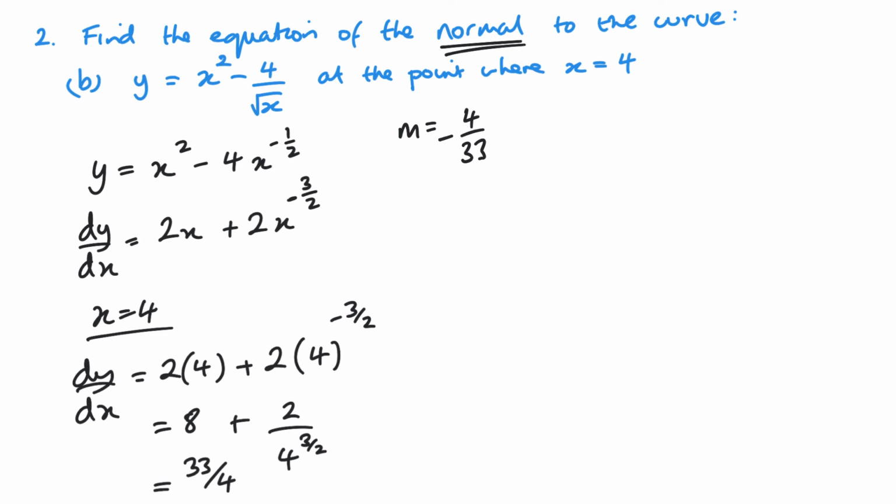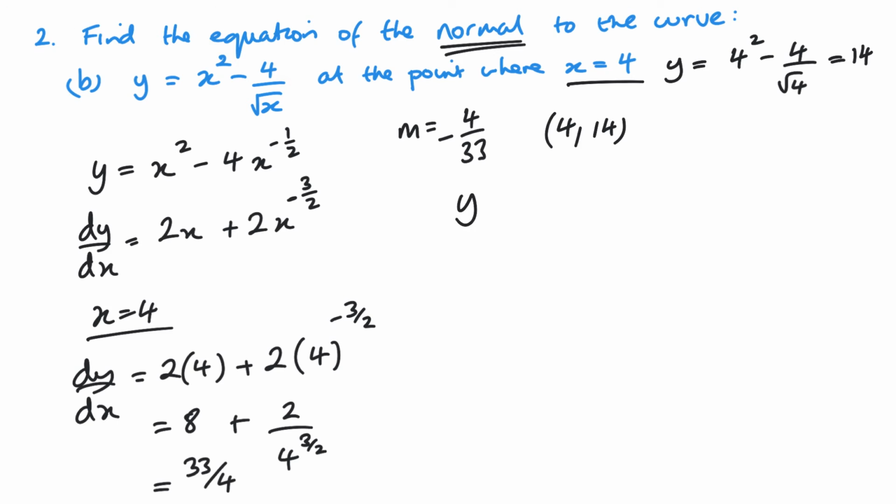Now you can see we've got the x coordinate, but we don't have the y coordinate, so we need to substitute that into the original equation. So that gives me 4 squared minus 4 over root 4. Well, root 4 is 2, 4 over 2 is 2, so I've got 16 minus 2, so it's going to give me 14. So my coordinate is 4, 14.